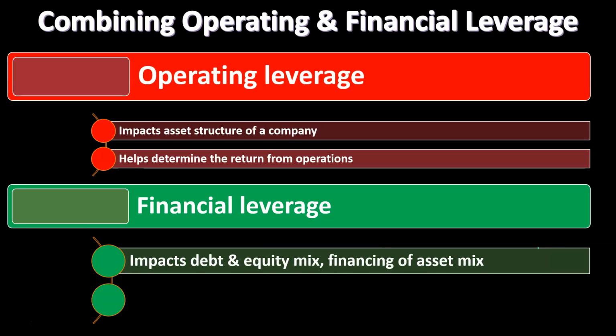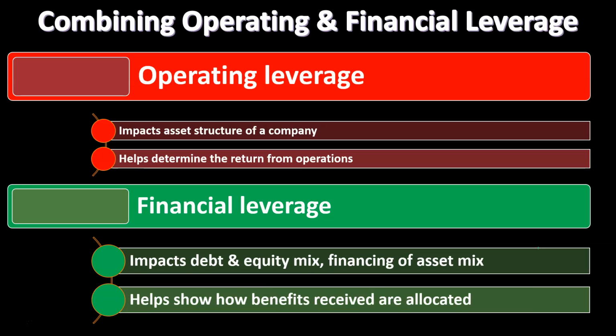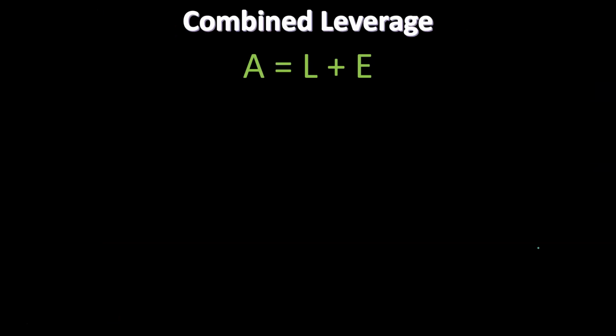Financial leverage impacts the debt and equity mix. Think of our accounting equation: we have assets that are going to be financed by liabilities or equity. So we're thinking about our debt and equity mix to finance the assets. And it helps show how benefits received are allocated. It helps us think about how the benefits we get, such as net income from the company, are going to be allocated with regards to the third-party liability and the equity in the format of our capital structure.